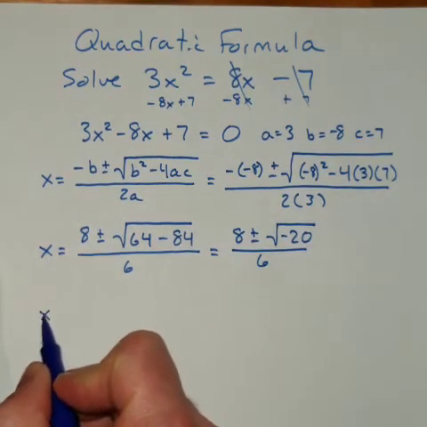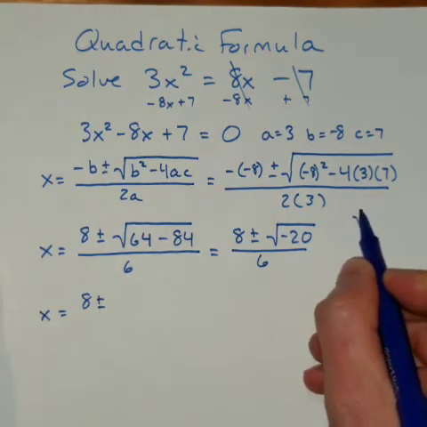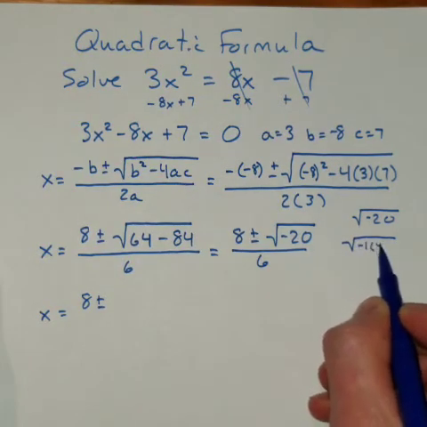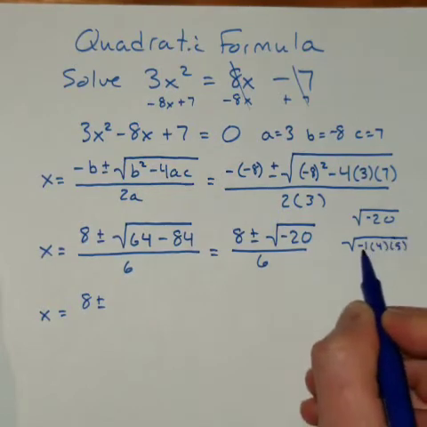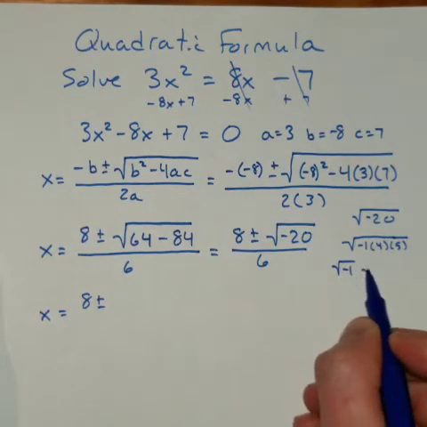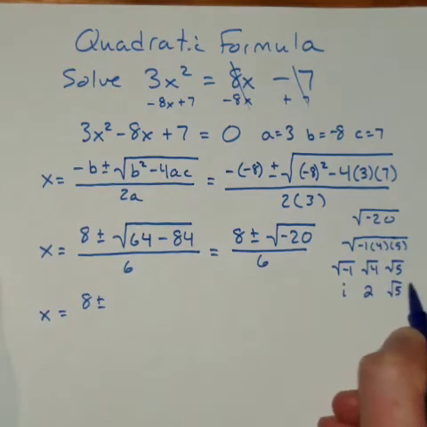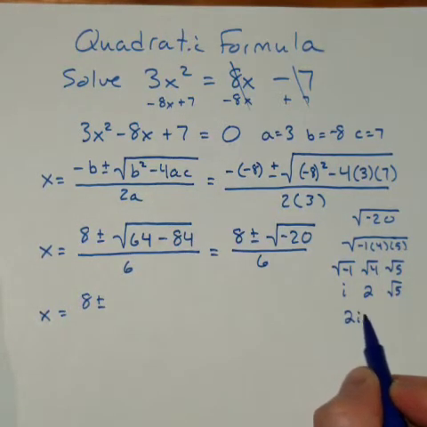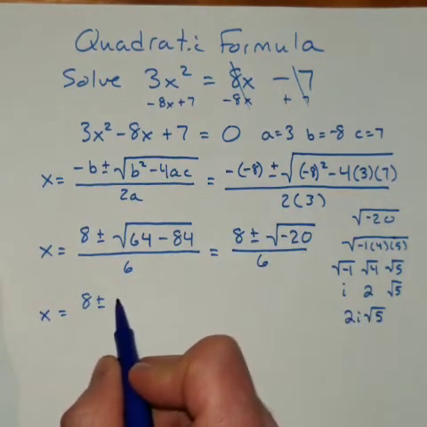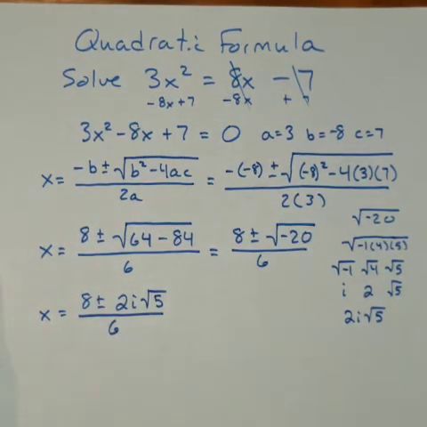So if I continue to simplify, remember the square root of negative 20, I'll take this to the side, is the same as the square root of negative 1 times 4 times 5. And so there's a couple numbers under here that will simplify. So the square root of negative 1, the square root of 4, the square root of 5, that's an i, that's a 2, and that's root 5. So those combine to be 2i root 5. That's the simplified form. So that's what's going to go in place of that root. It's 2i root 5. Still have the 6 on the bottom.